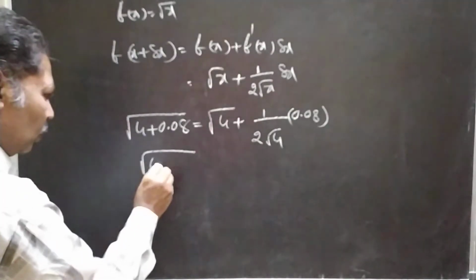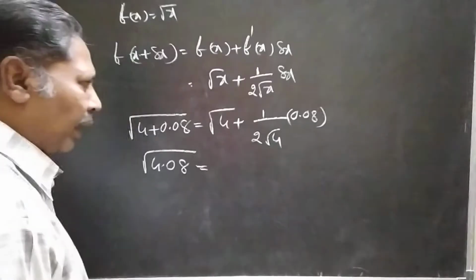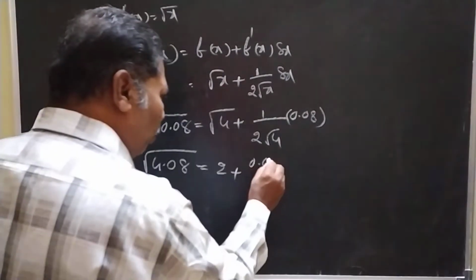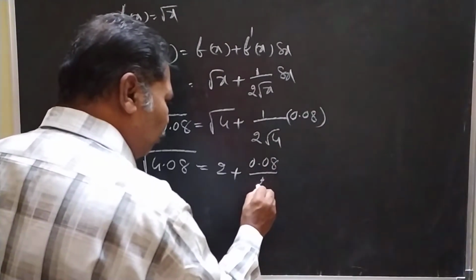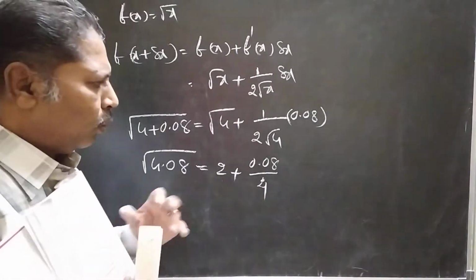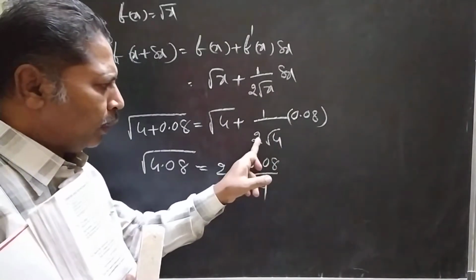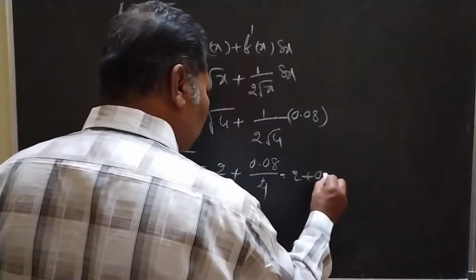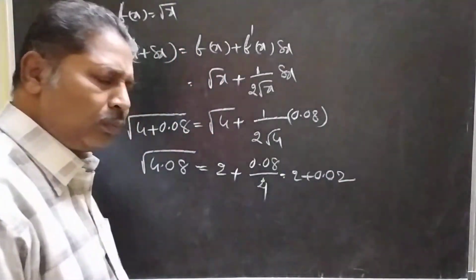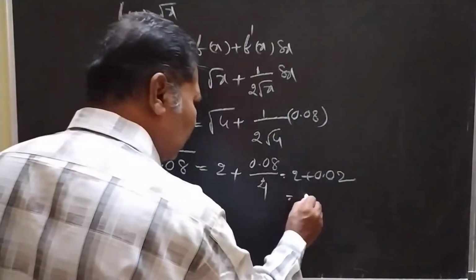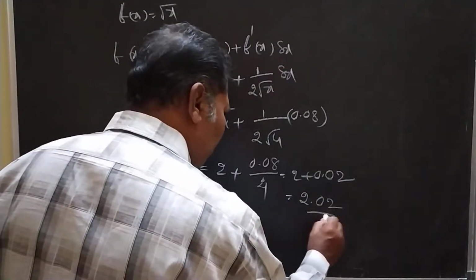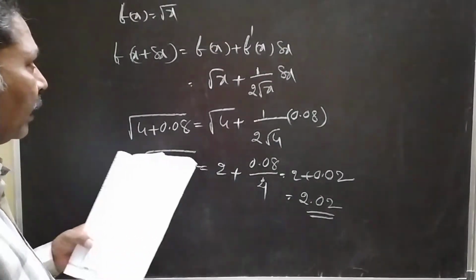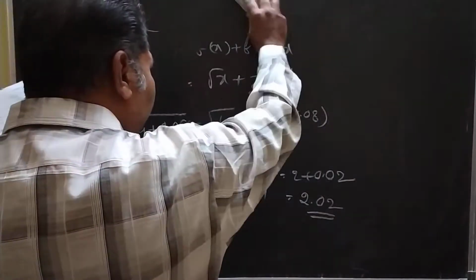So under root 4.08 is 2 plus 0.08 by 4. Root 4 value is 2, into 2 is 4, so 2 plus 0.02. Finally we get 2.02. Next, similar problem.